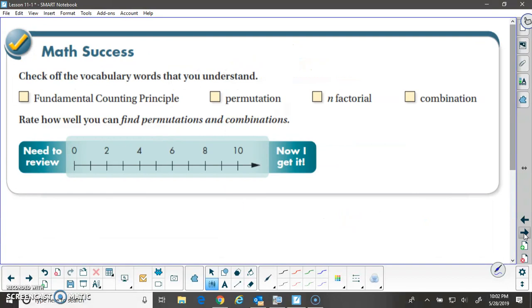So lastly, what I'd like you to do is to just check off the words that you feel like you understand: fundamental counting principle, permutations, n factorial, and combinations. Rate how well you feel like you understand these concepts on a scale of 0 to 10.